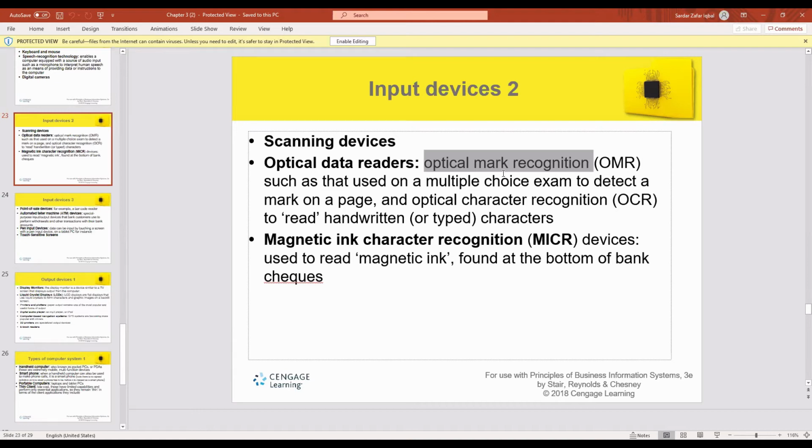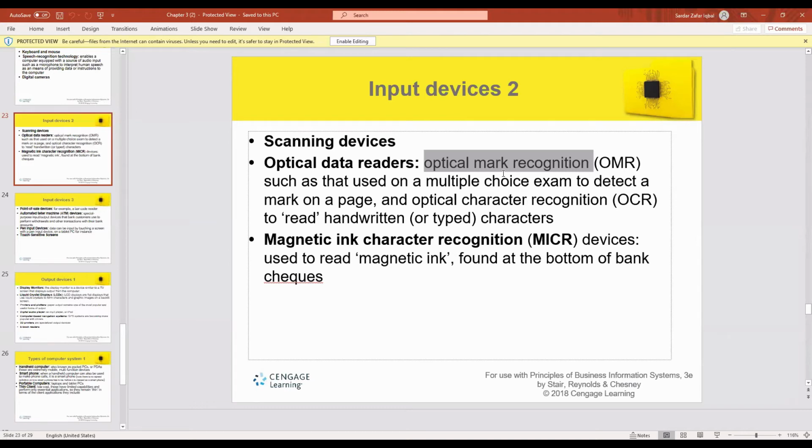So you just mark your answers, or you highlight the circle with a pencil, and the machine will read that one. We store the answers in the machine and the machine will check your answers. Okay, so that is called OMR, optical mark recognition.